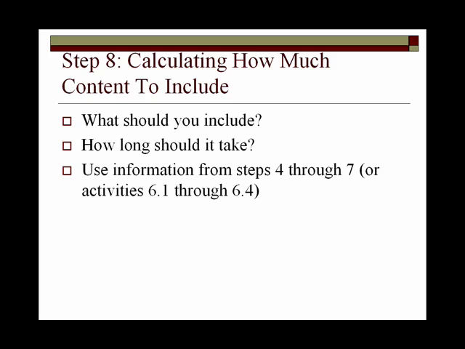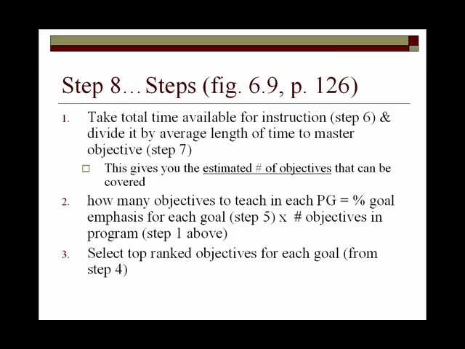Alright, so that's step 7. So we've done step 6. Now we're going to move on to step 7. Now we want to calculate how much content to include. So what should you include? You have all these things, but do you have the time to do it? And how long should it take? So we're going to use the information from steps 4 through 7, or activity 6.1 through 6.4, to do this. So if you go to figure 6.9 on page 126, we'll work through this together again.